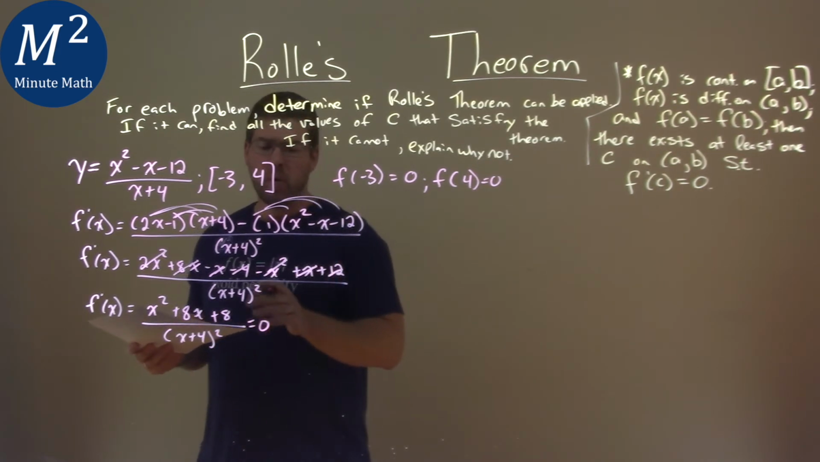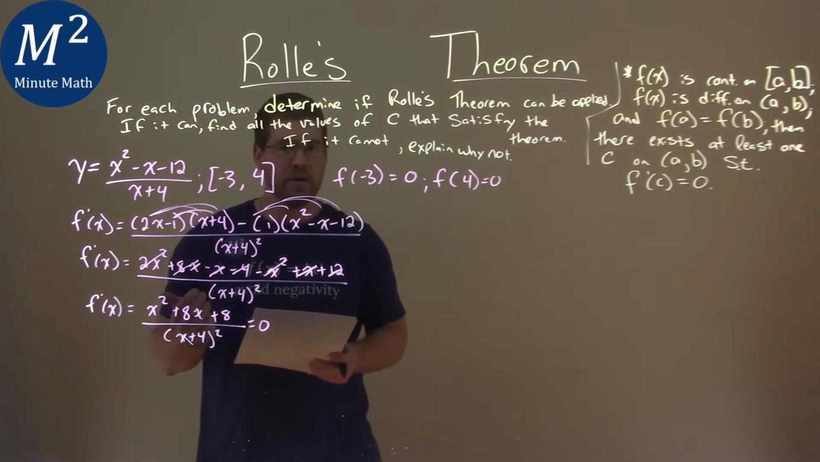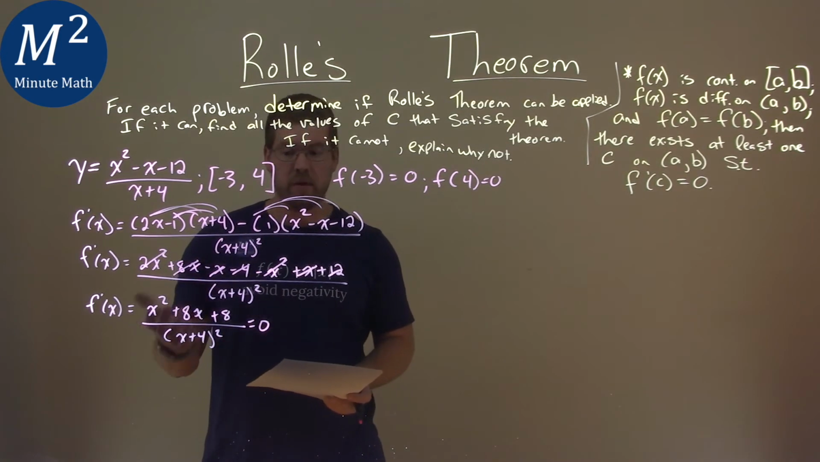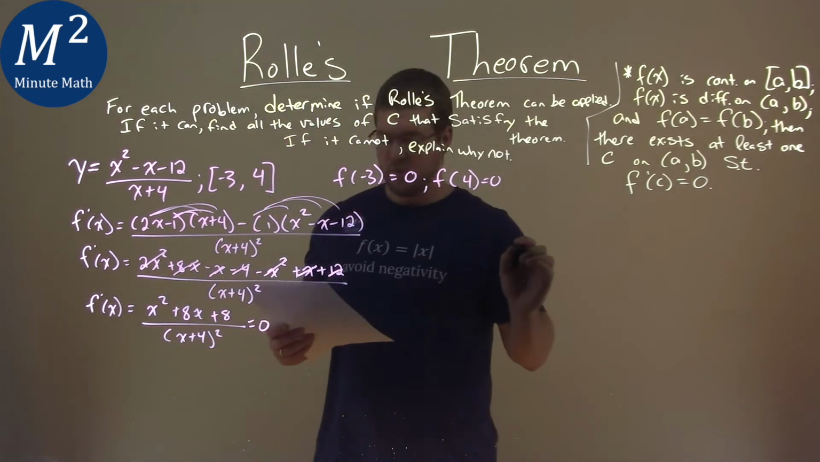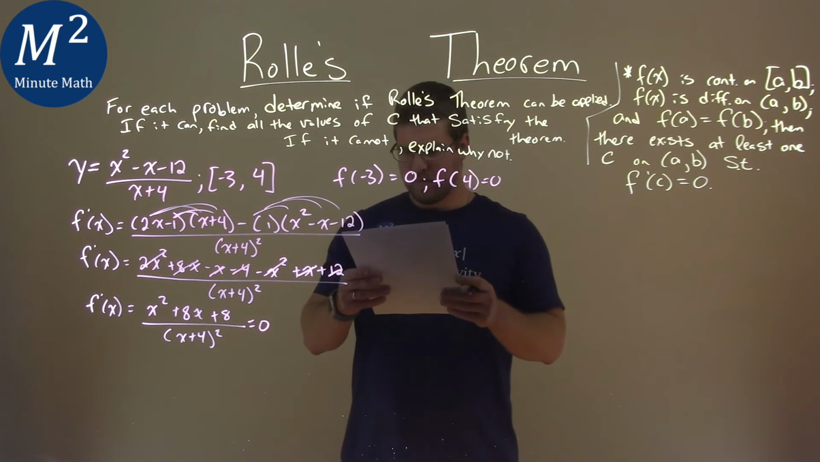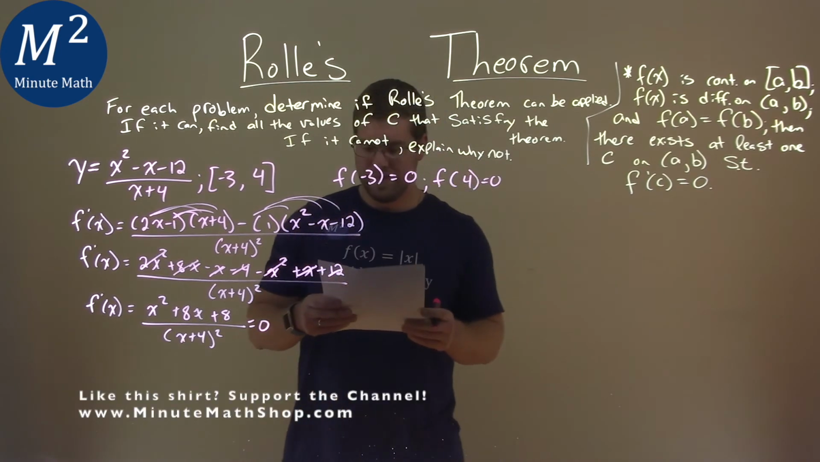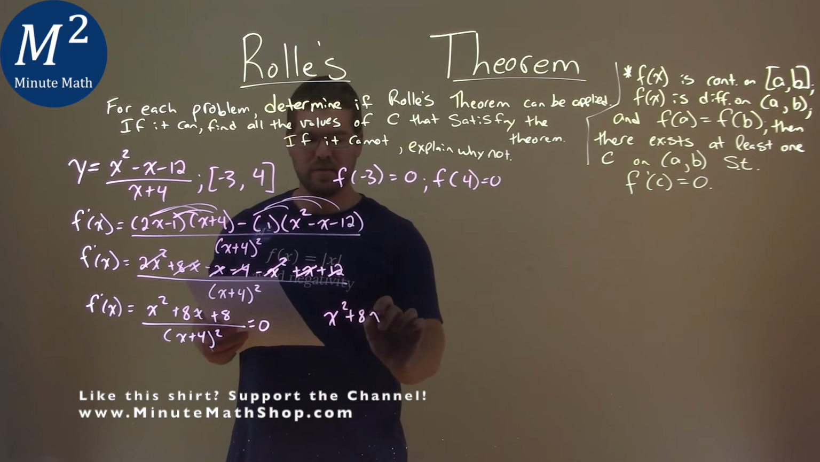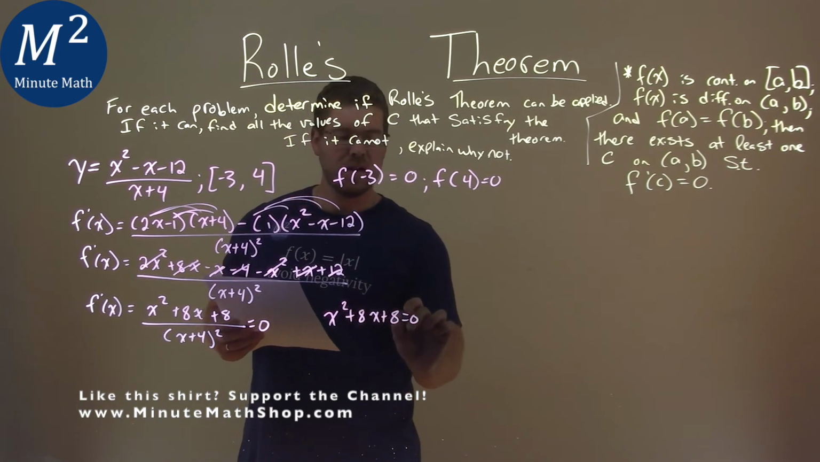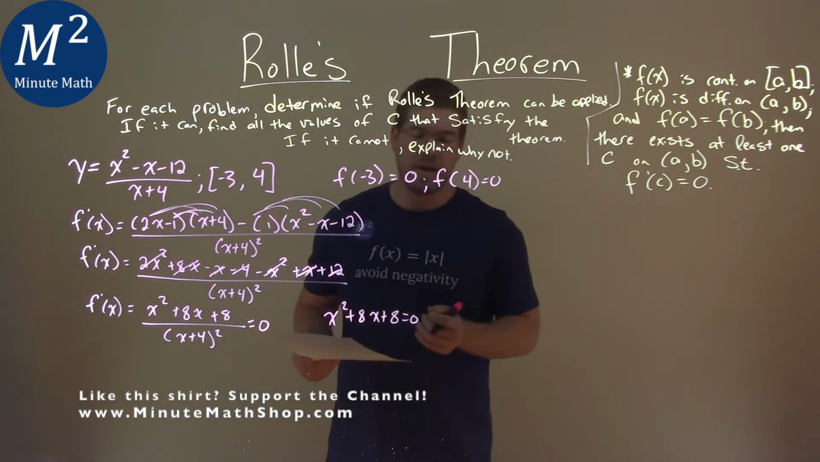Now, we only really care about our numerator here. If we're dividing by 0, it's undefined. But if the numerator is equal to 0, then the whole thing is equal to 0. So what do we do? We take that numerator, x squared plus 8x plus 8, and we set it equal to 0. And we're solving for the values of x here.